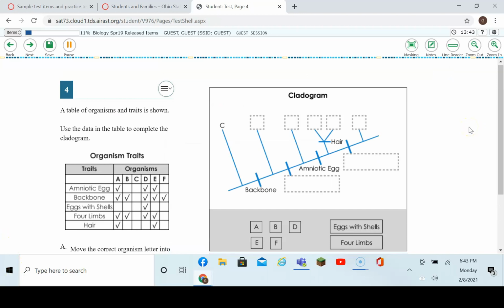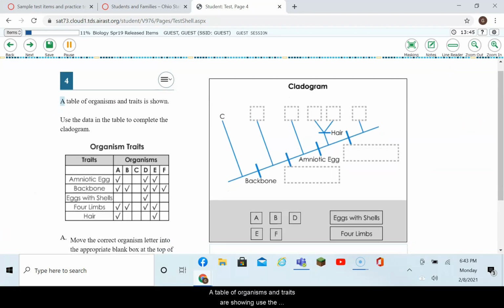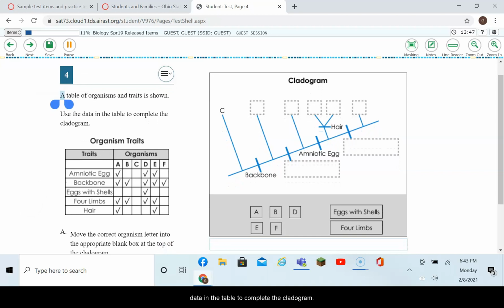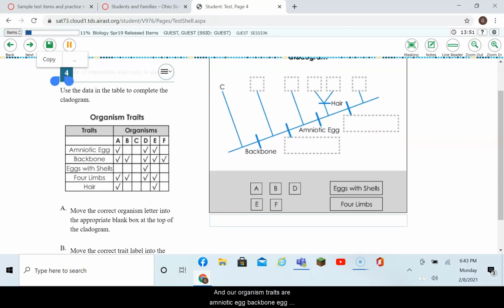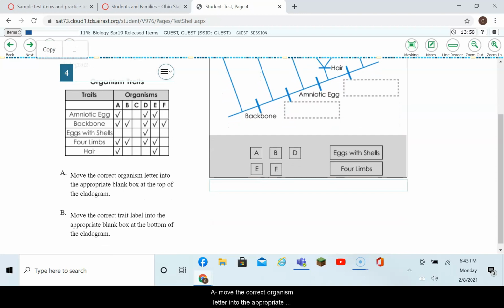Question 4. A table of organisms and traits is showing. Use the data in the table to complete the cladogram. And our organism traits are amniotic egg, backbone, eggs with shells, 4 limbs, and hair. A. Move the correct organism letter into the appropriate blank box at the top of the cladogram. And B. Move the correct trait label into the appropriate blank box at the bottom of the cladogram.